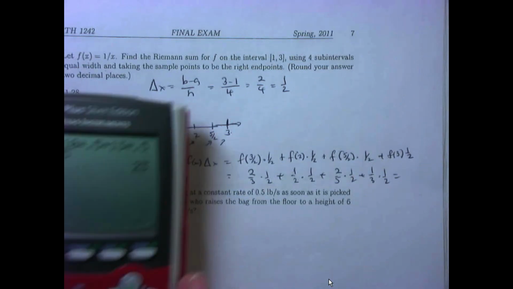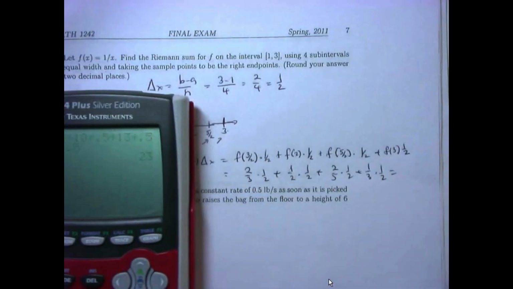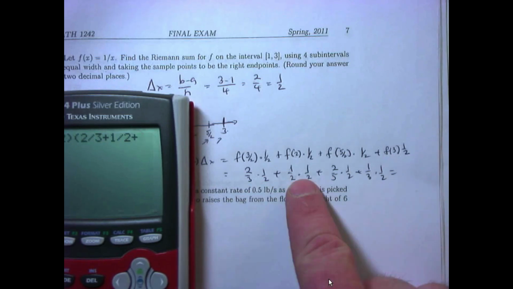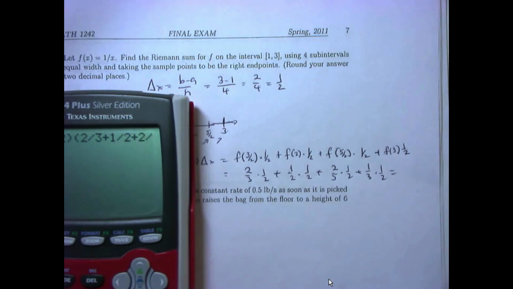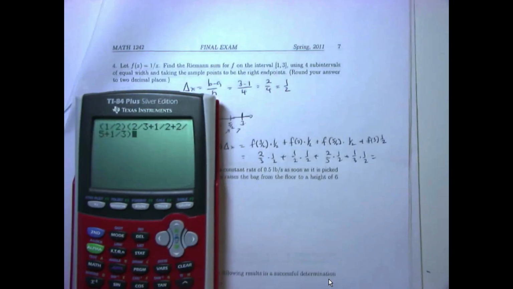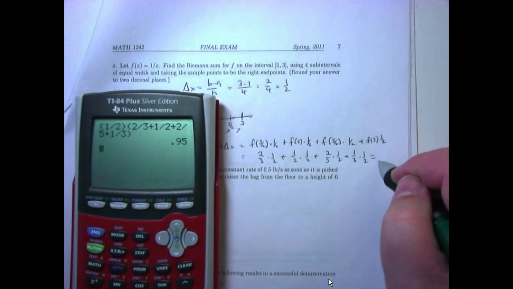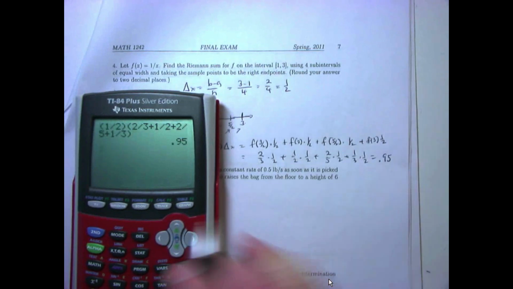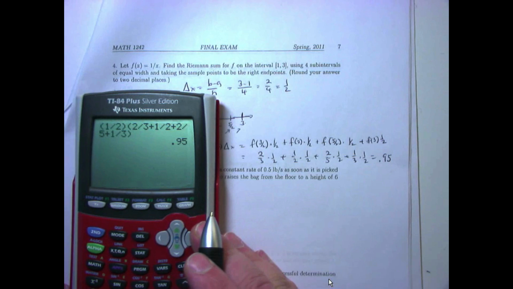And I don't really need a calculator for this, but I'm going to do it. You notice I have a 1/2 in common on all these guys, so I can take a 1/2 and then multiply that times 2/3 plus 1/2 plus 2/5 plus 1/3. Close parentheses. Oh, and I should blow it down so you guys can see what I'm doing here. And what do I get? 0.95.